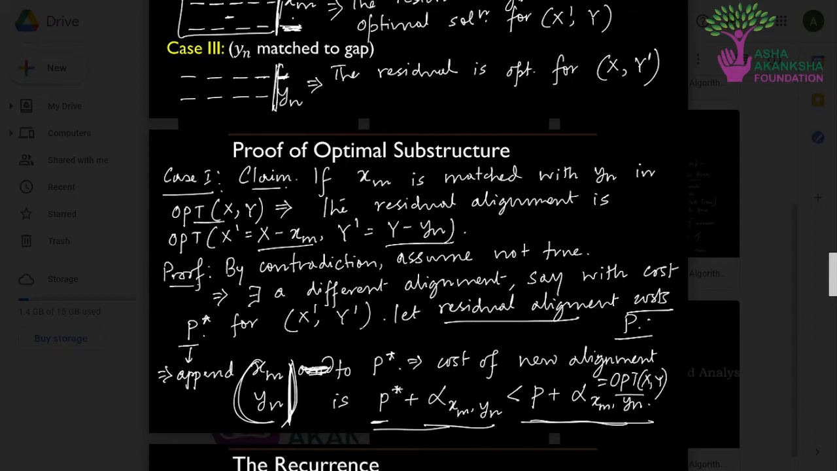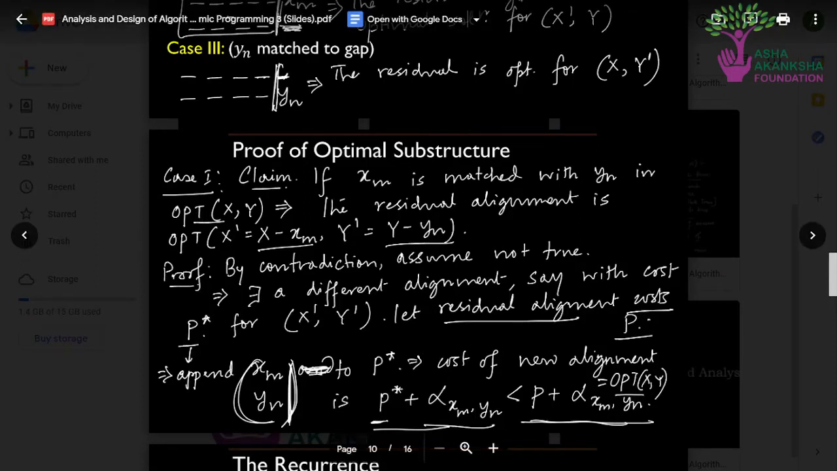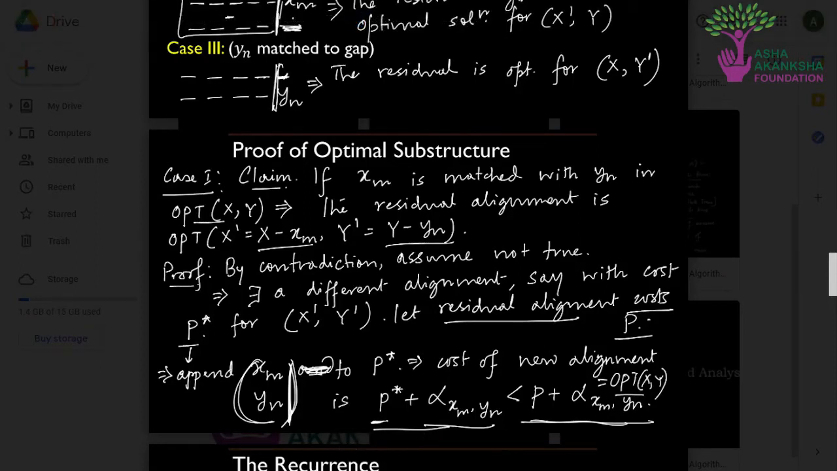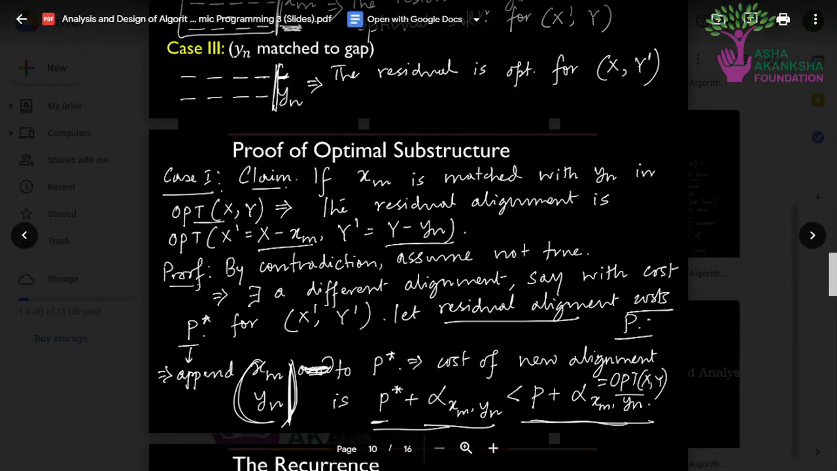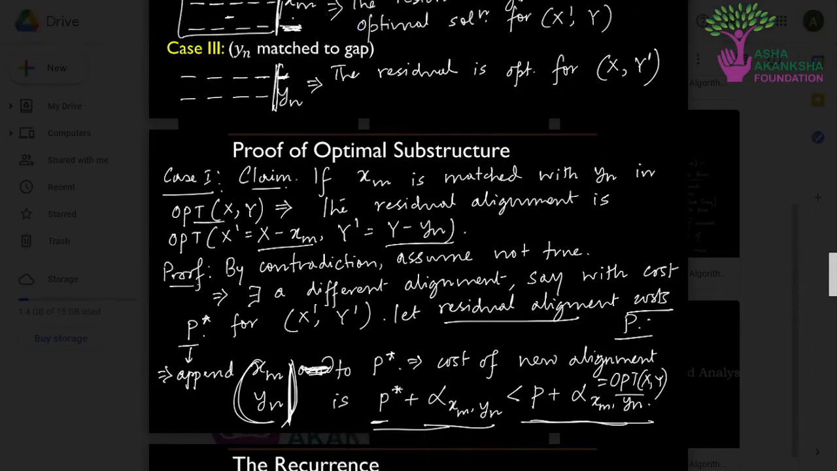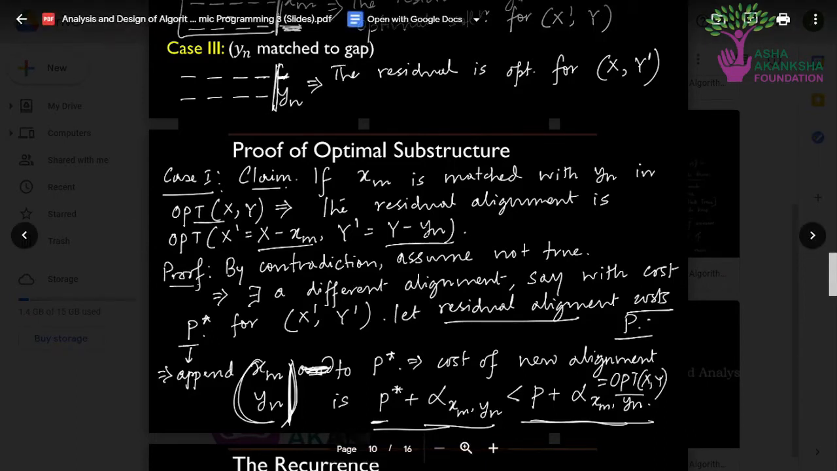Now you would be wondering how we can get two different values for the same strings x cap comma y cap. Opt x cap comma y cap is one alignment, and the one we are considering for the contradiction is another alignment. That is, it is another way of arranging the same x cap comma y cap characters. So this is the difference. Let the residual alignment opt x cap comma y cap have cost p, and this contradicting different alignment have cost p star.